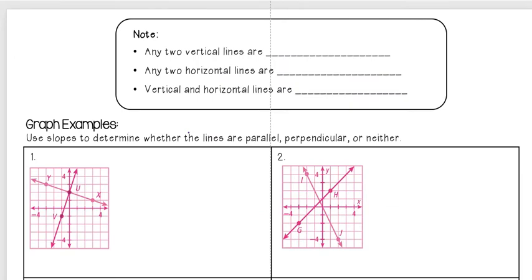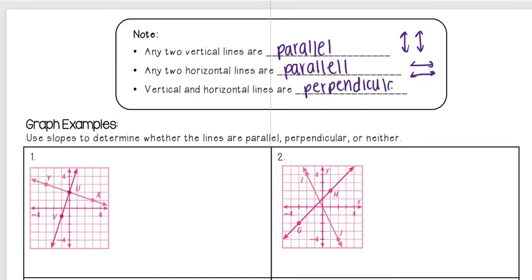Okay, and then just to note, any two vertical lines are always going to be parallel. So it just looks like this. Any two horizontal lines are also parallel. And then vertical and horizontal lines are always perpendicular. So if I have a vertical line and then a horizontal line, they're always going to be perpendicular.